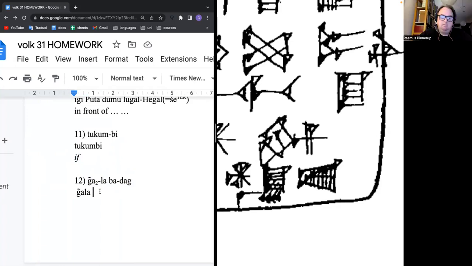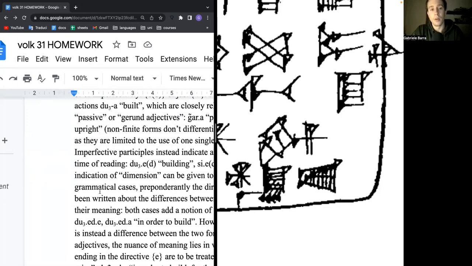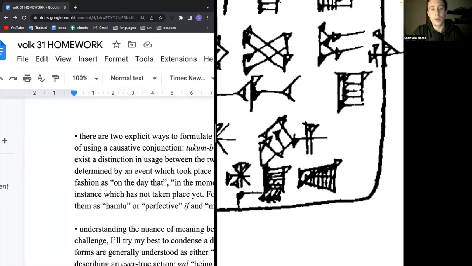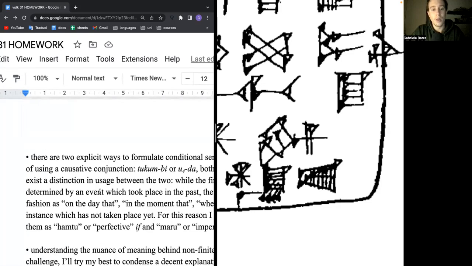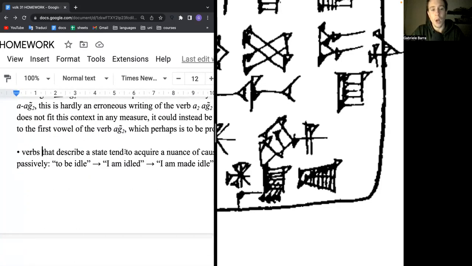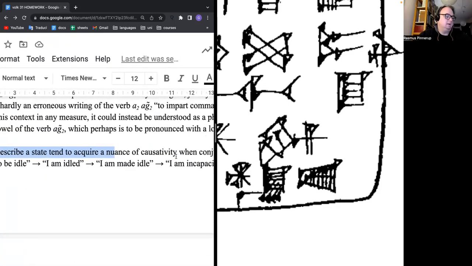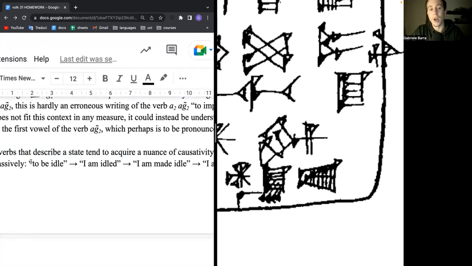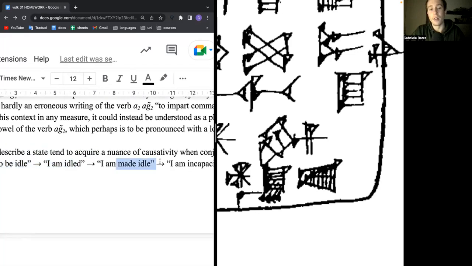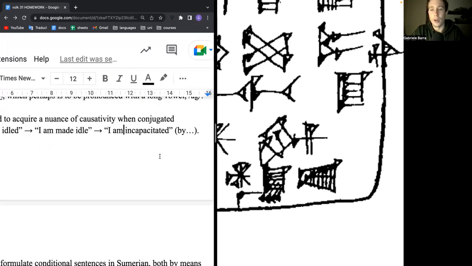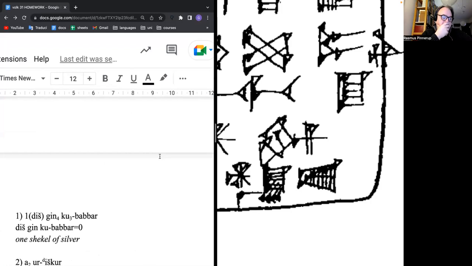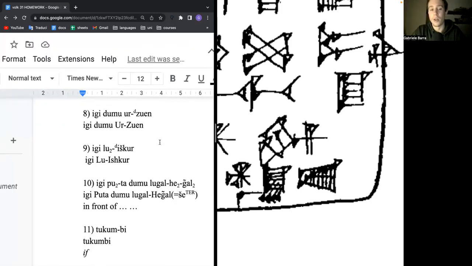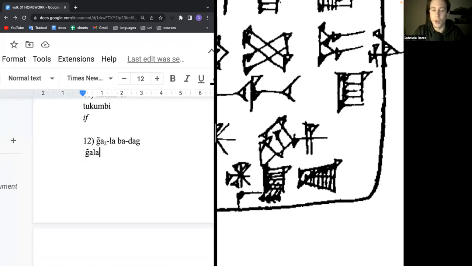Okay. I think I included it in the thingy. Yes. Verbs that describe a state tend to acquire a passive meaning when conjugated passively. To be idle: I am idled, I am made idle, I am incapacitated. So yes, that's how I would translate it, I guess.